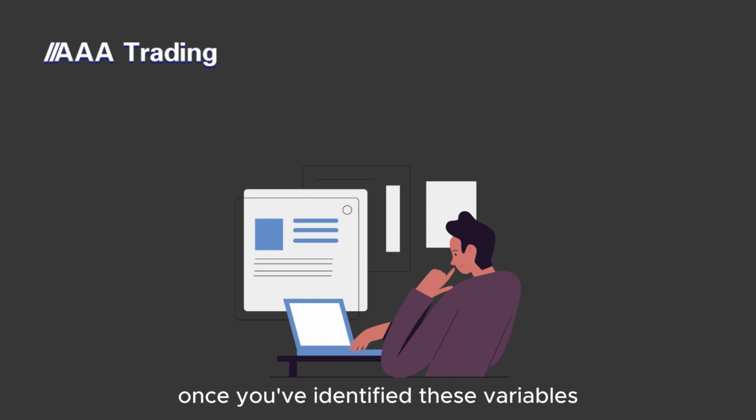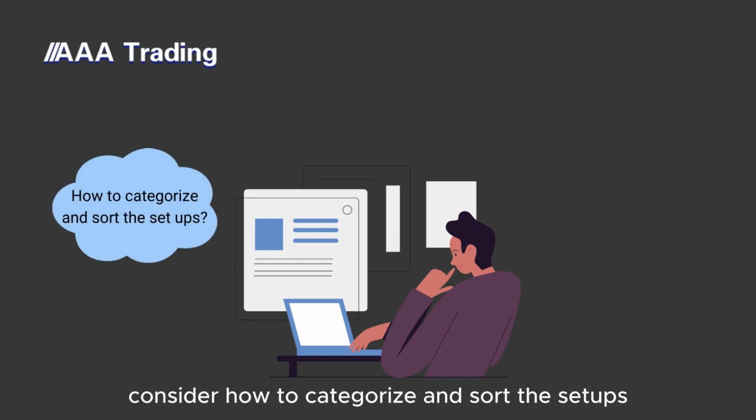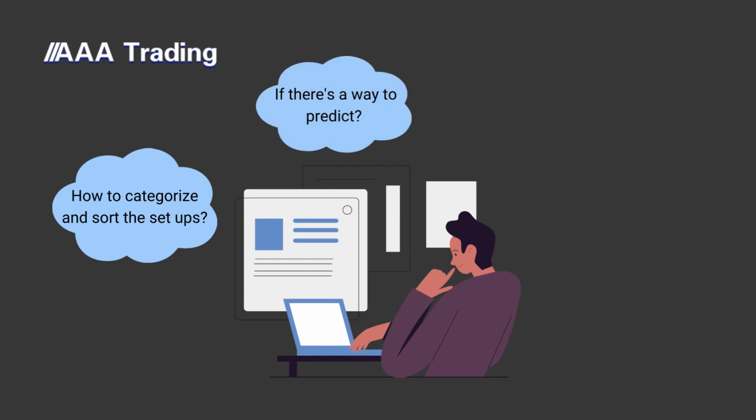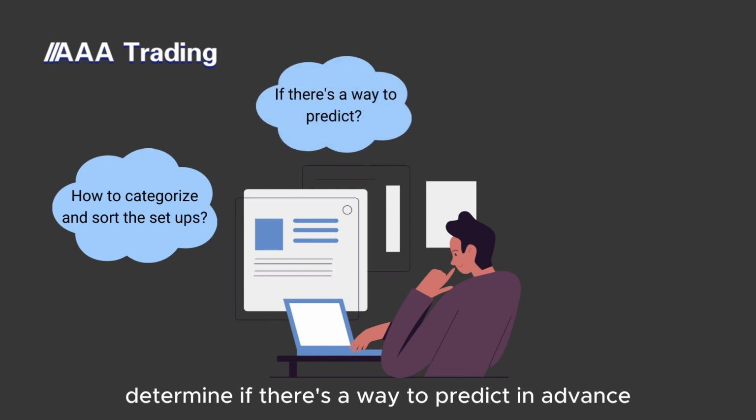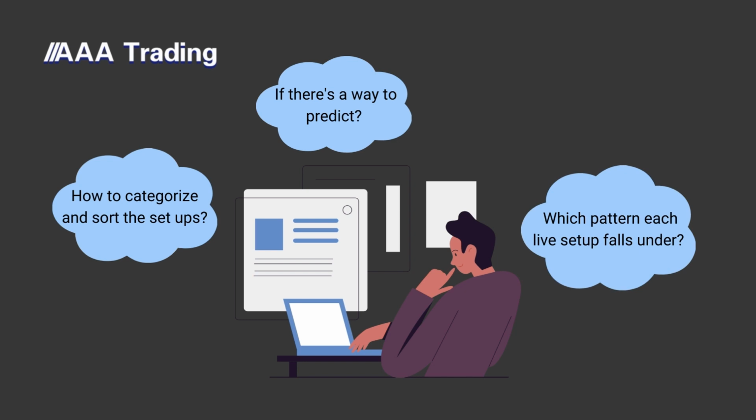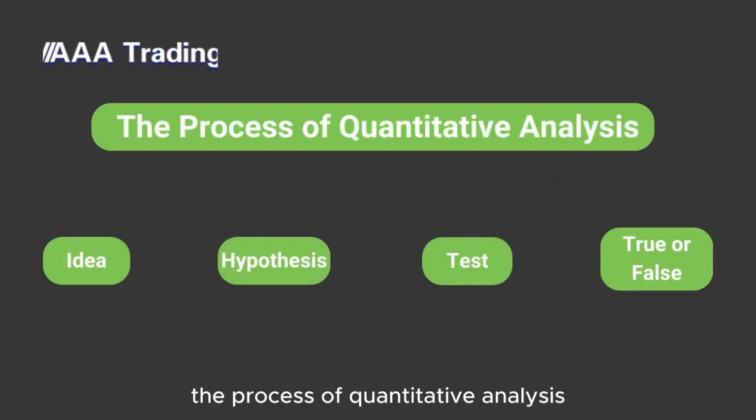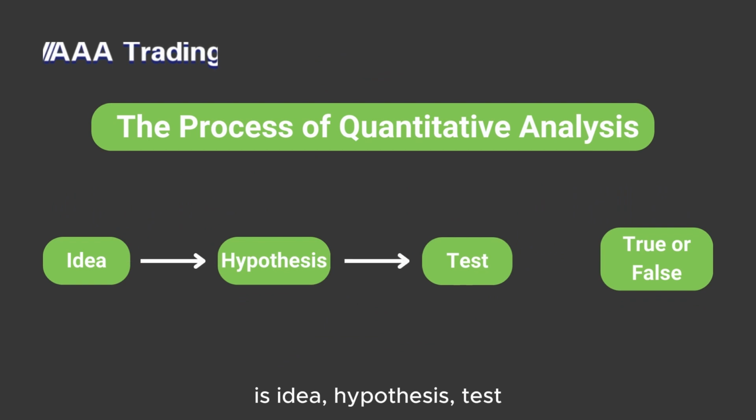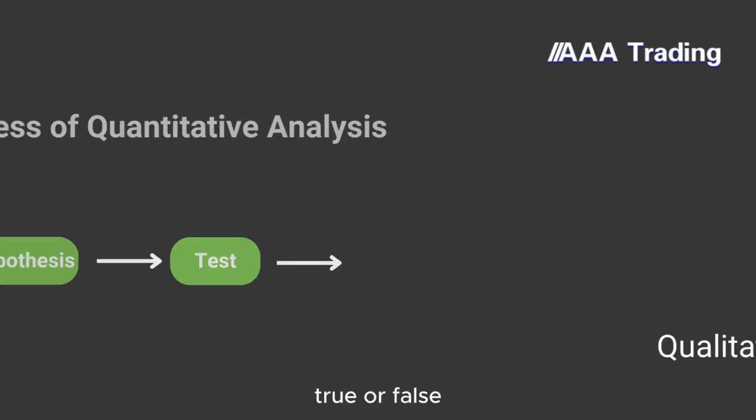Once you've identified these variables, consider how to categorize and sort the setups. Determine if there's a way to predict in advance which pattern each live setup falls under. If there are cases where you can't predict this in advance, which is possible, should you still trade the ticker without a specific setup, or is it better to avoid it? Therefore, you can see the process of quantitative analysis is idea, hypothesis, test, true or false.